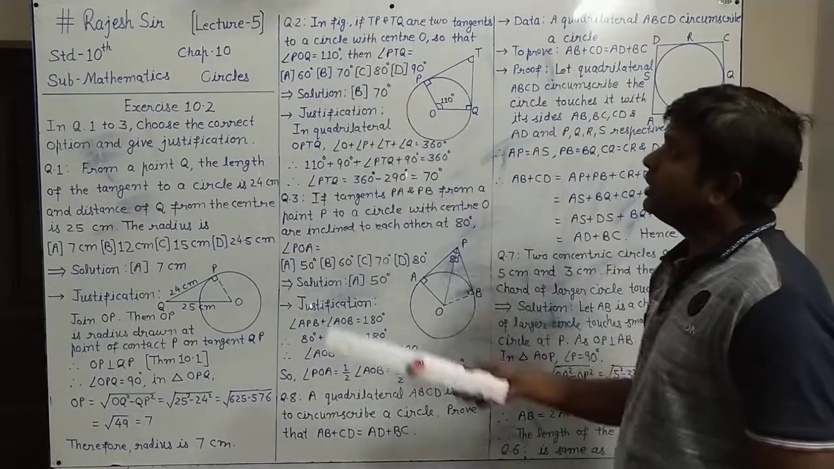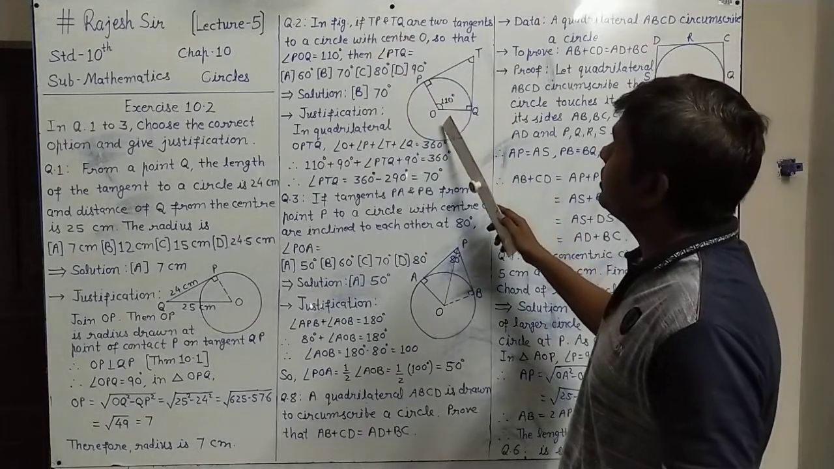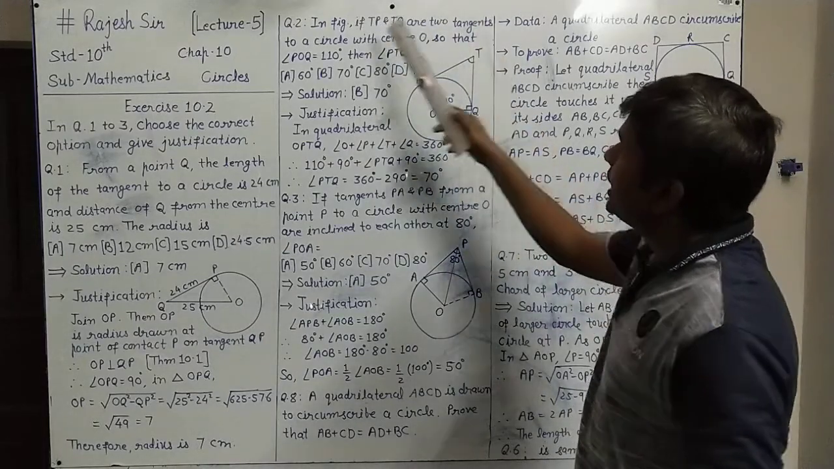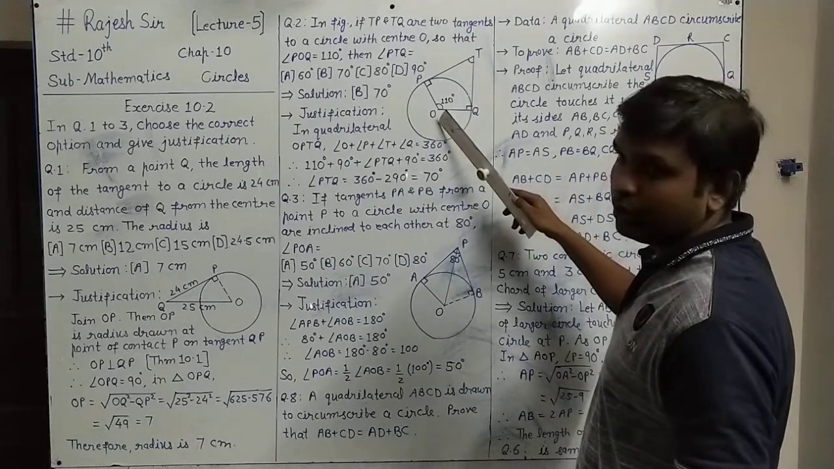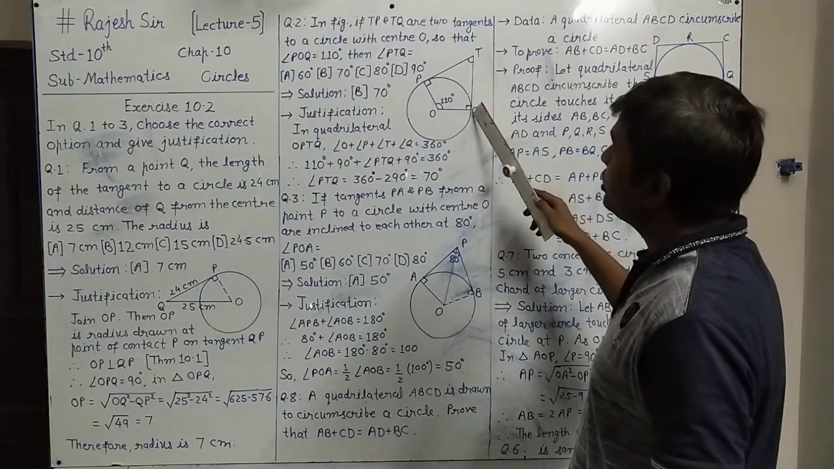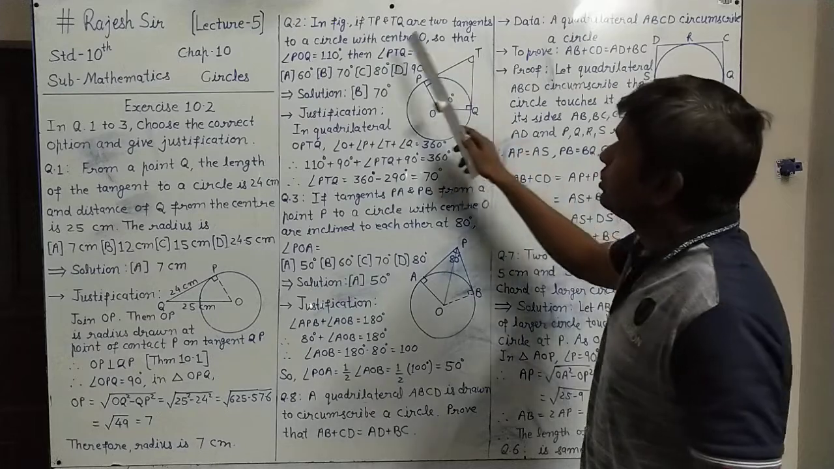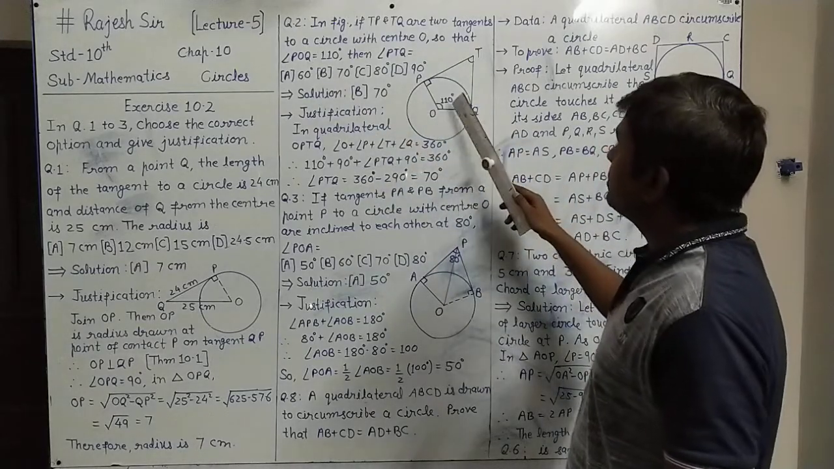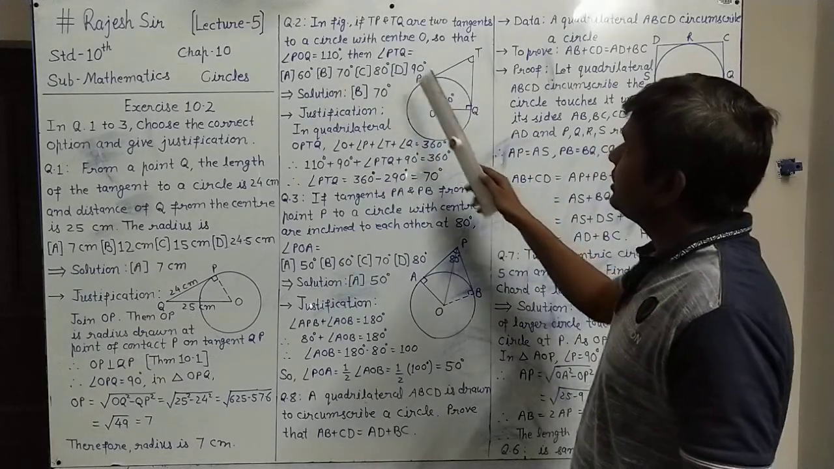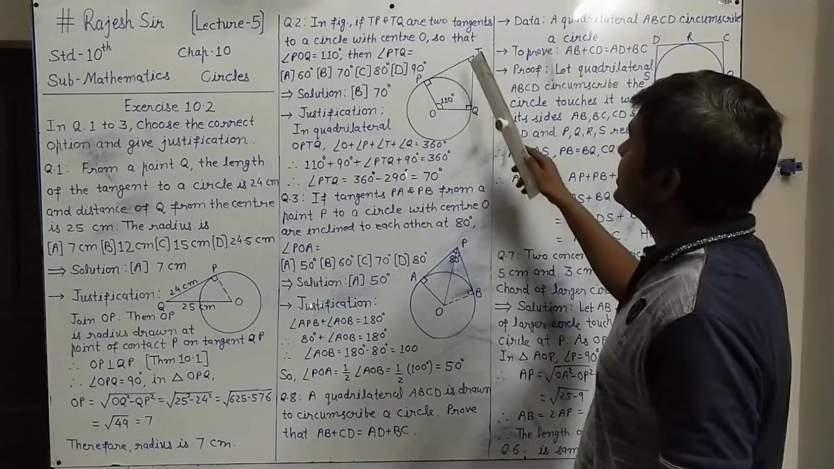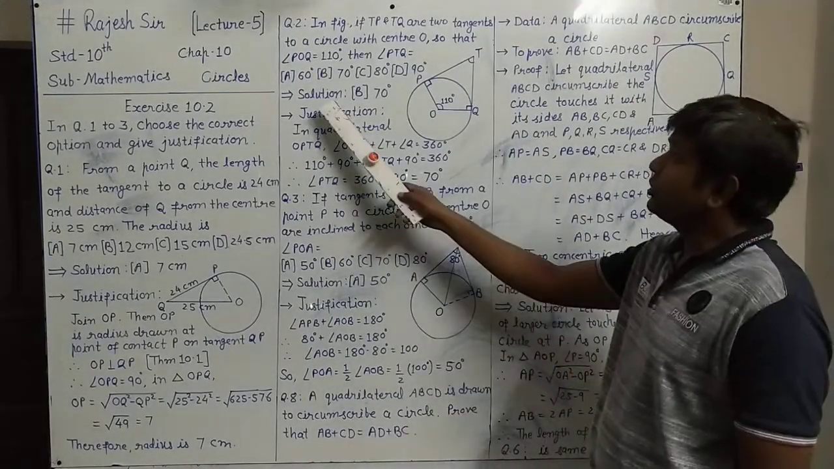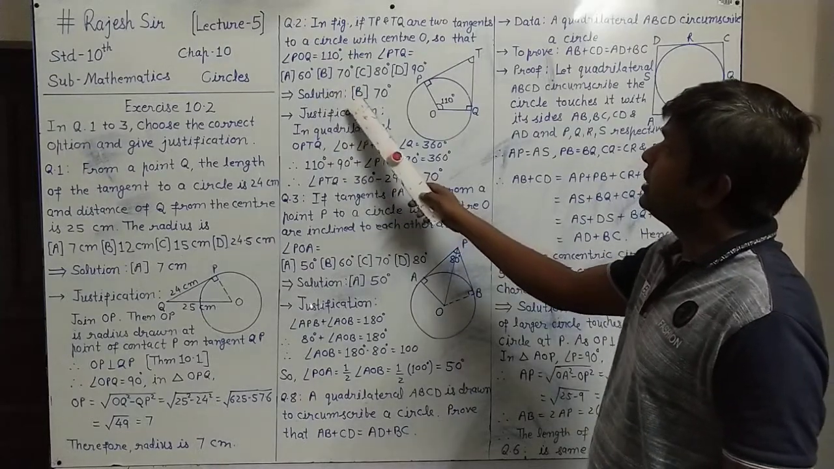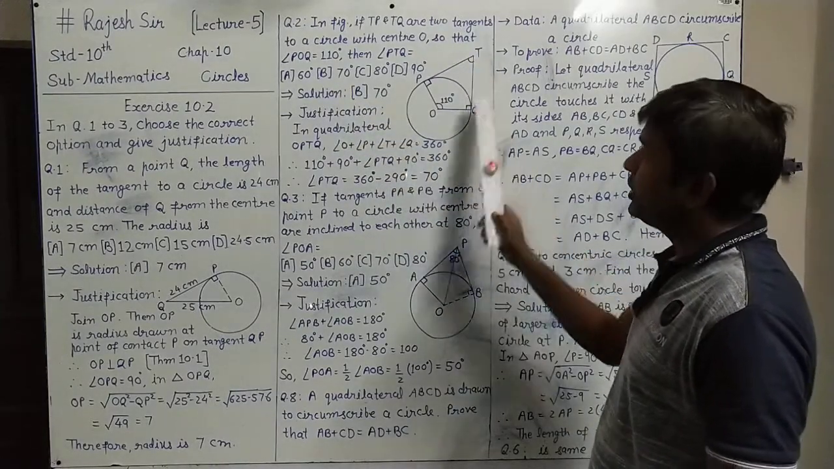Question number 2: in the figure given, TP and TQ are two tangents to a circle with center O. Angle POQ is 110 degrees, and we need angle PTQ. The solution is option B, 70 degrees. How does it come? Let's see.